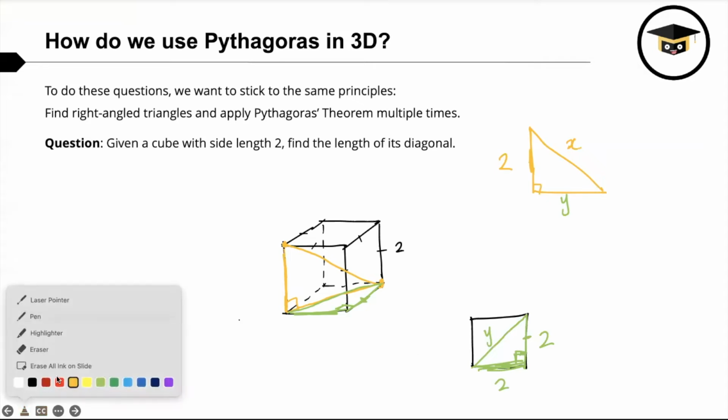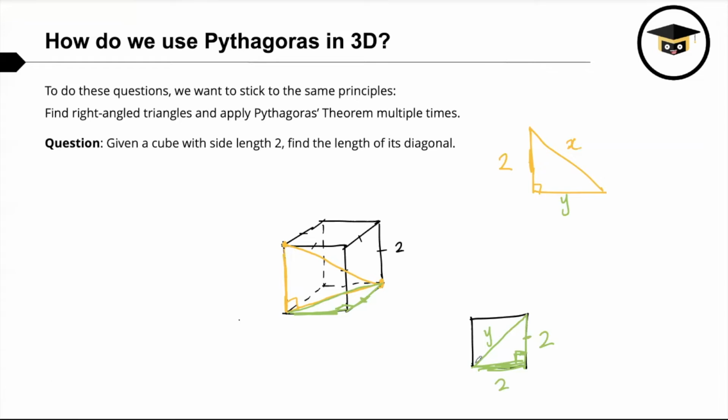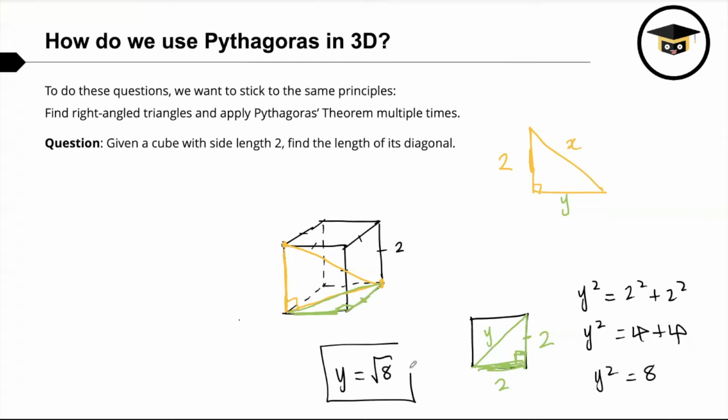Let's do that first. Using our basic Pythagoras, we can say that y squared, that's the hypotenuse squared, is equal to 2 squared plus 2 squared. Those are my short side squared and my other short side squared. So y squared is going to be 4 plus 4, and so y squared is equal to 8. And so we can say that y is equal to root 8. So that's what y is.